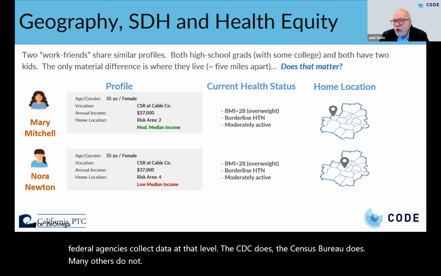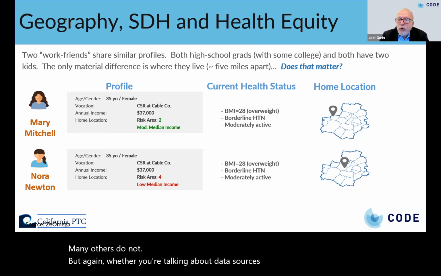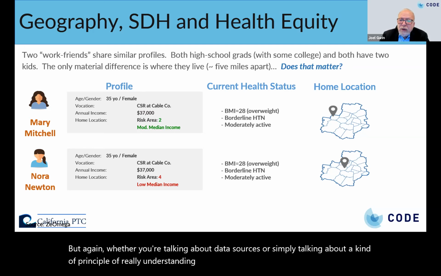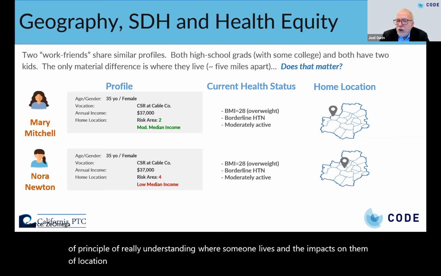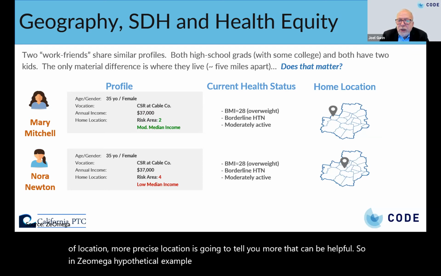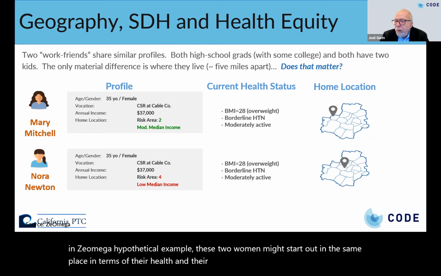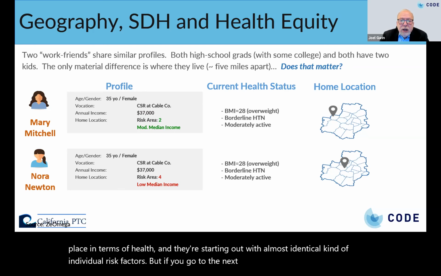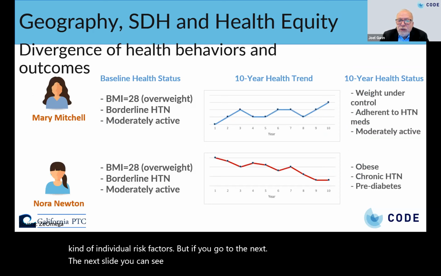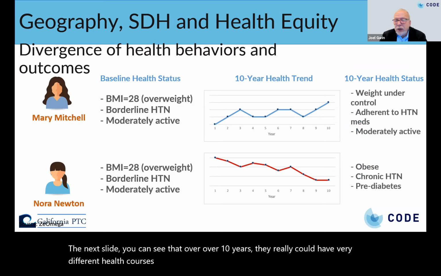But whether you're talking about data sources or simply the principle of really understanding where someone lives and the impacts of location on them, more precise location is going to tell you more that can be helpful. So in this hypothetical example, these two women might start out in the same place in terms of their health, with almost identical individual risk factors. But if you go to the next slide, you can see that over 10 years, they really could have very different health courses, in ways that could relate to SDH factors related to where they live.